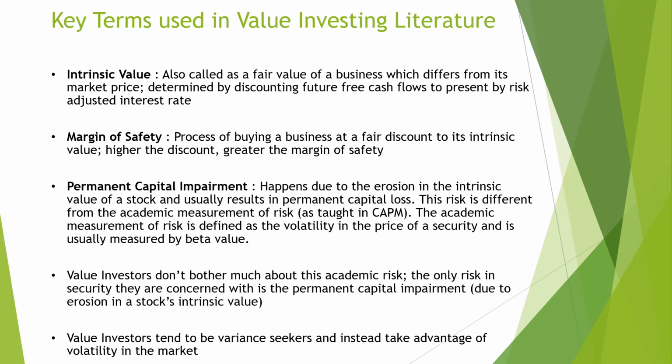academic measurement of risk is defined as the volatility in the price of a stock and is usually measured by standard deviation and beta value. But value investors don't pay much attention to this academic measurement of risk, which is standard deviation and beta value. The only risk, as I mentioned earlier, that they consider is if there is an erosion in the inherent business model, or an erosion in the intrinsic value of a business, due to some factors which are permanent in nature.